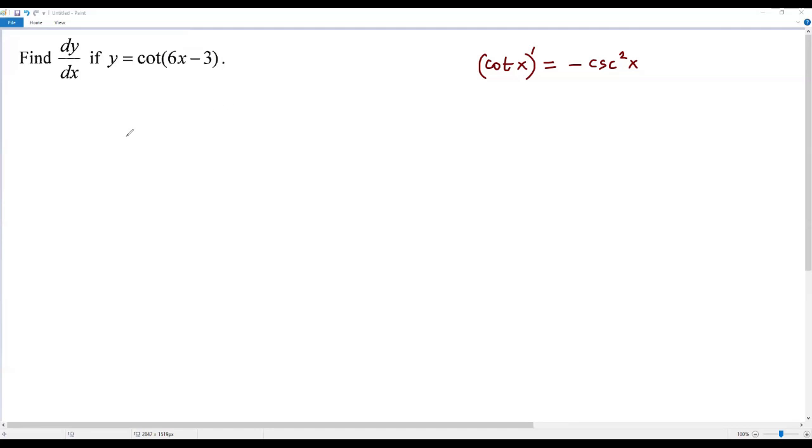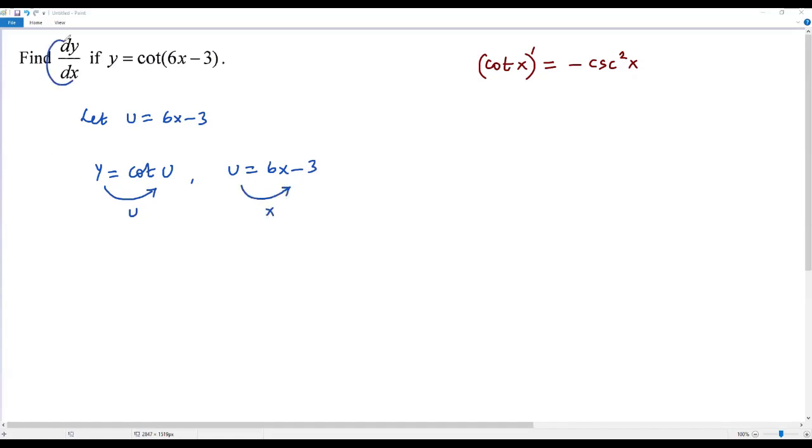To use the chain rule, first let me assign a new variable, because the troubling part in this function is 6x minus 3. In this place I just need a single variable, so I'm going to assign a new variable for the expression 6x minus 3. Let u equal 6x minus 3. Then the given function becomes y equals cotangent of u. And we know that u is a function of x, that is u equals 6x minus 3. So y is a function of u and u is a function of x.